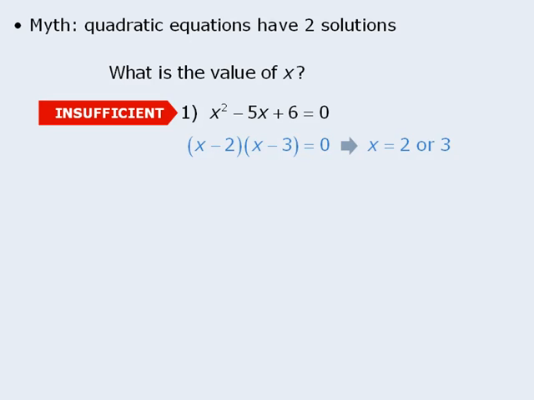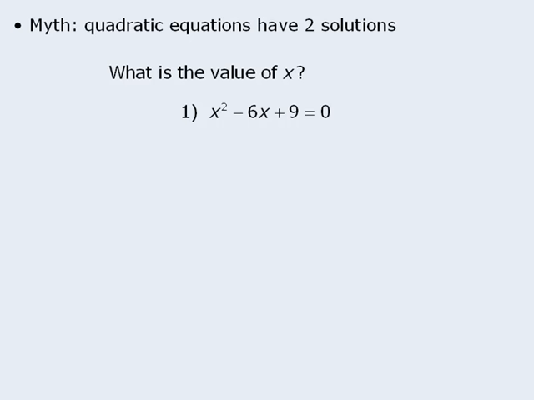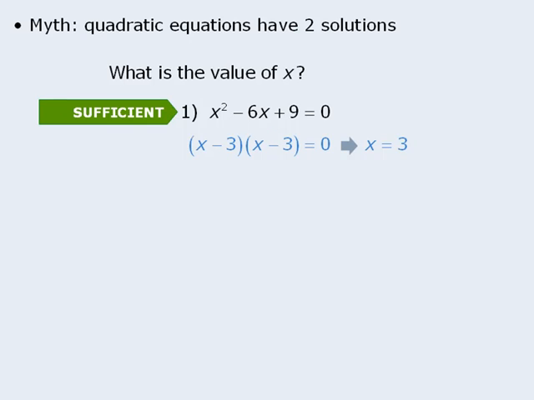The danger here is that these results are sometimes expanded into the myth that suggests all quadratic equations have two solutions. So if we get a similar question with a similar quadratic equation, we might decide to save time and skip the calculations, assuming that this equation will also yield two solutions, in which case the statement is not sufficient. Now, this would be a mistake. When we solve this equation by factoring the left-hand side, we can see that there is only one solution to this equation, x equals 3. As such, statement 1 is sufficient.